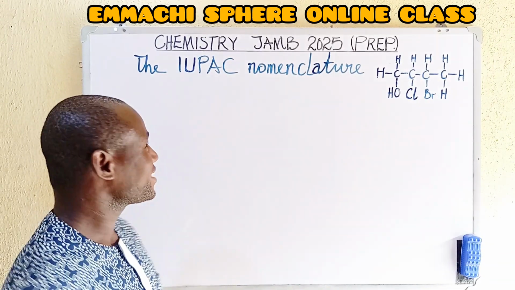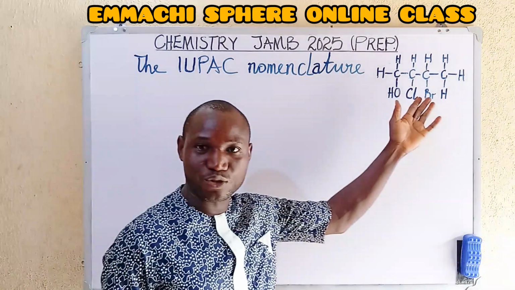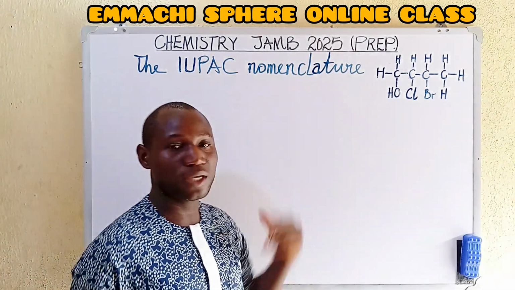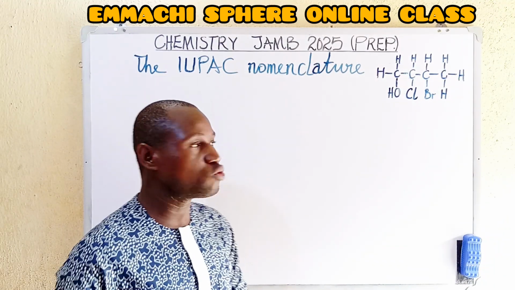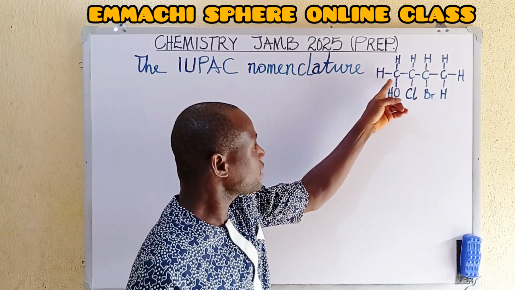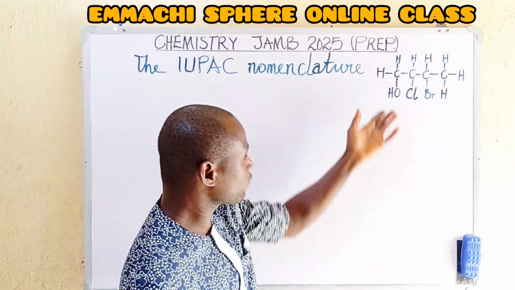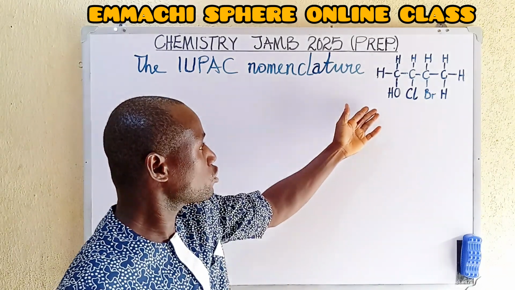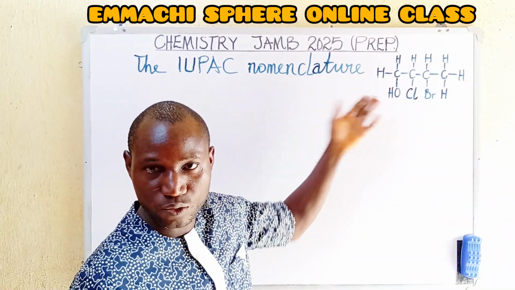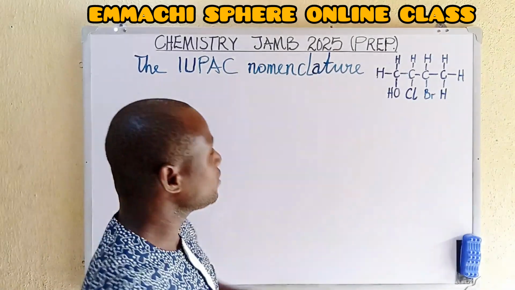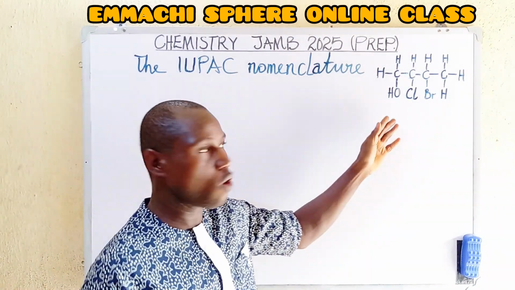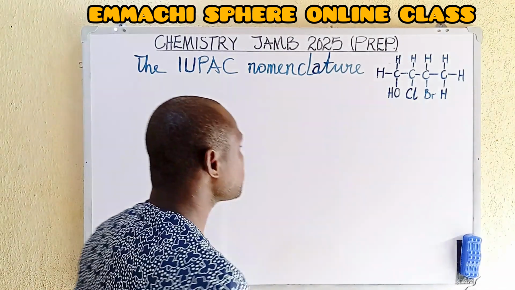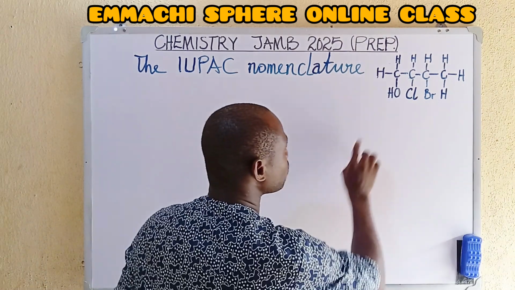Hello. Let's get the IUPAC nomenclature of this structure. We obey IUPAC rules in getting the IUPAC nomenclature. The first rule is identification of the longest continuous carbon chain, followed by identifying the functional group present. And then we identify the substituent group, or branch, if there is any. The first is the longest continuous carbon chain.